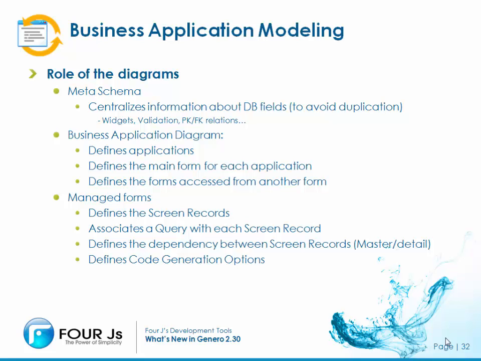Centralizing these attributes helps to avoid repeated efforts by every developer to set the attributes, but also speeds the creation of your forms. The business application diagram defines the application, forms, and relationships between them in a graphical view of the application. And lastly, we'll look at managed forms, which are the forms that can be generated from the schema with associated code for using the form to query, add, update, delete, etc.